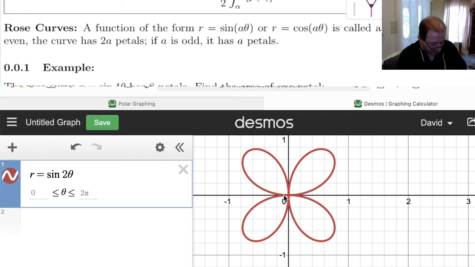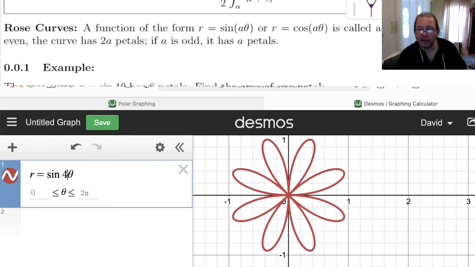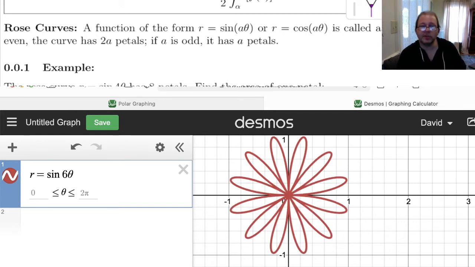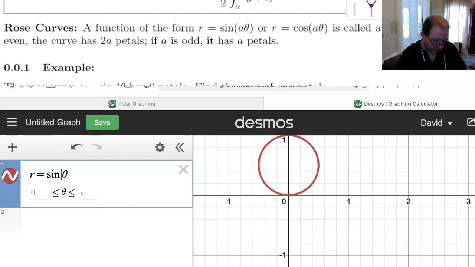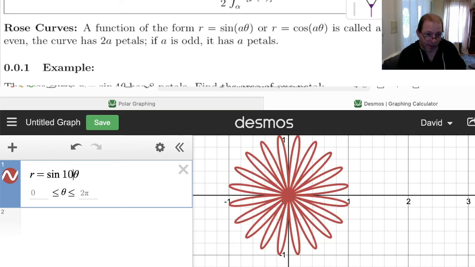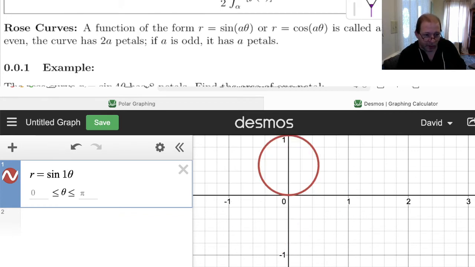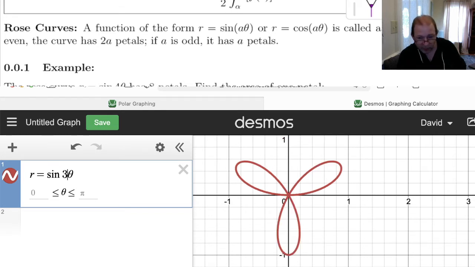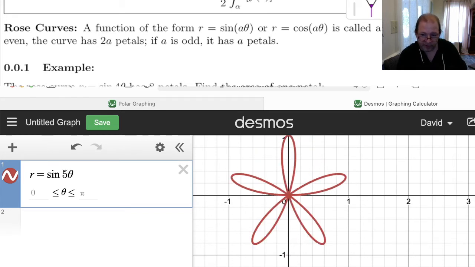So there's a 2. If I put in a 4 here, we get 8 petals. If I put in a 6, we get 12 petals. So anytime you put in an even number, you get twice that many petals. So there's one with 200 petals and it's all smushed together. There's one with 20 petals. If you put in an odd number though, you get that number of petals. So in this case, 1 gives us 1, 3 gives us 3, 5 gives us 5, and so on.